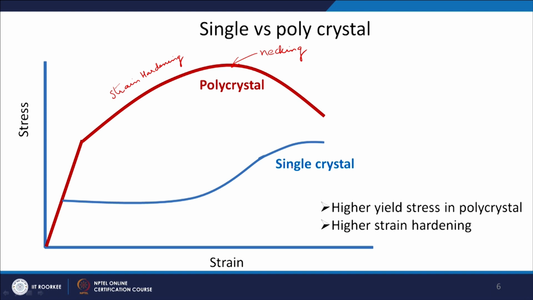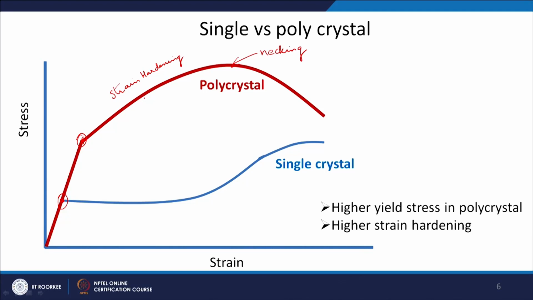As compared to a single crystal, you get more strain hardening in polycrystal, and at the same time the yield stress is also higher in case of polycrystalline material. The reason is that because of grains, when you take a single crystal, there is no constraint on the crystal from surrounding. There is only one constraint on the single crystal, the way you are deforming.